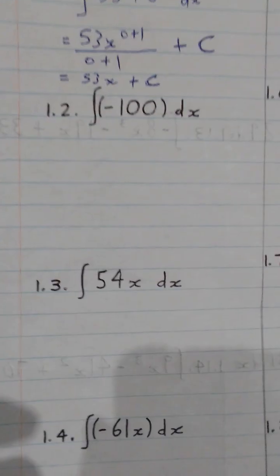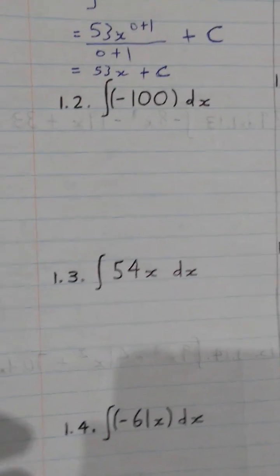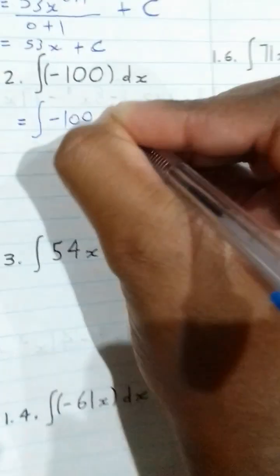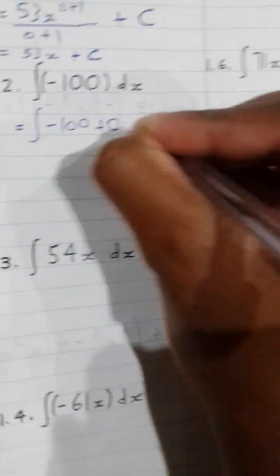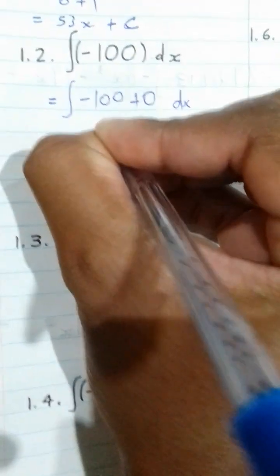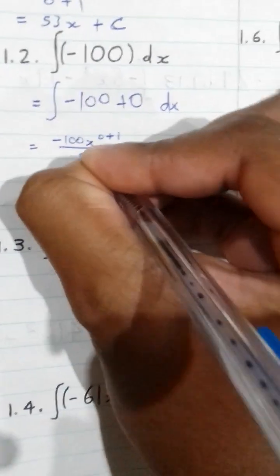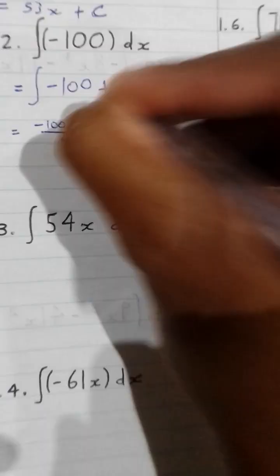Number 2, 1.2, the integral of negative 100 with respect to x. So this is going to be the integral of negative 100 plus 0 with respect to x. So this is going to be negative 100 x to the power of 0 plus 1 over 0 plus 1, and then plus, what is the integral of 0? It's a constant.